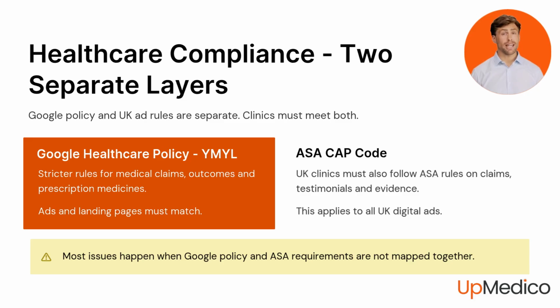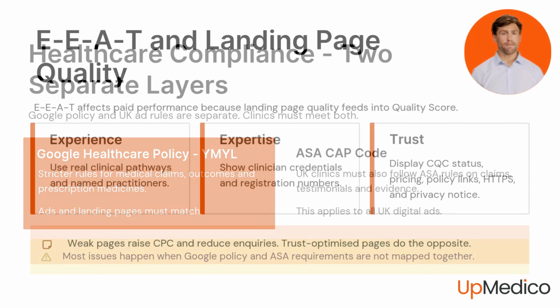The second is the ASA CAP Code, separate from Google's policy, and UK clinics must satisfy both. It governs treatment claims, testimonials, and prescription medicine references. Aesthetic clinics and providers making clinical claims need to audit both independently.